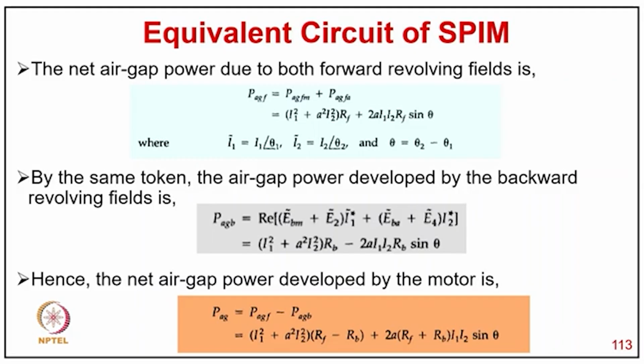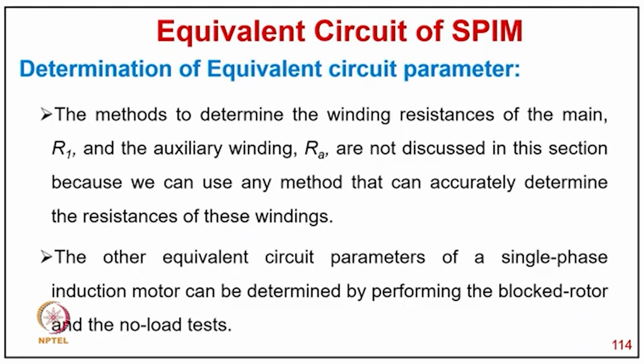By the same token, the air gap power delivered by the backward rotating field is P_AGB equal to the real part of (E_BM plus E2) I1 star plus (E_BA plus E4) I2 conjugate, or that becomes equal to (I1 square plus A square I2 square) R_B minus 2 A I1 I2 R_B sin theta. Hence the net air gap power developed by the motor will be P_AG equal to P_AGF minus P_AGB, that is equal to (I1 square plus A square I2 square)(R_F minus R_B) plus 2A (R_F plus R_B) I1 I2 sin theta.